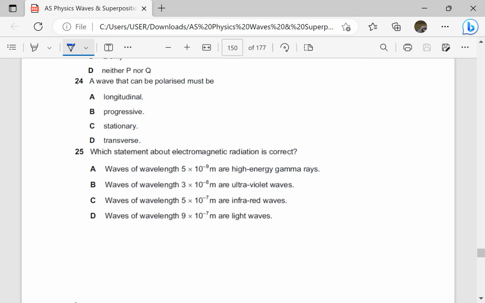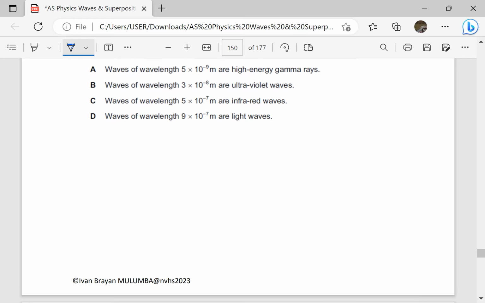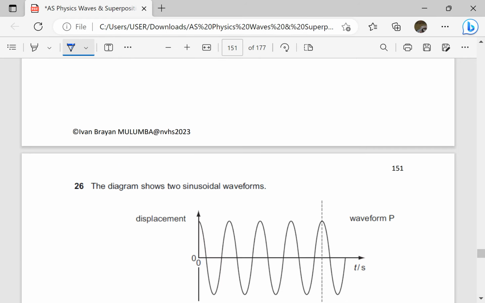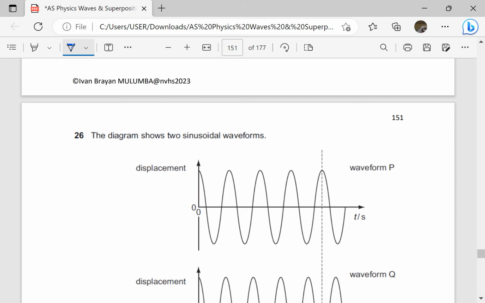I think in part 7 we stopped at around this page here. I think this is page 150. And I want us to start with this page, 151. So without wasting time, let's start.